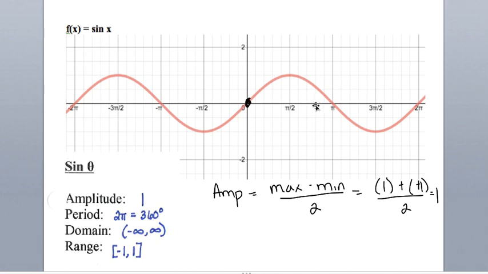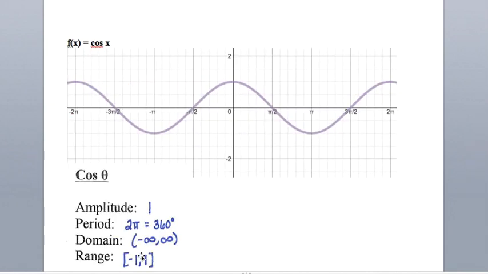Domain, all the x values that I can put in there, that's negative infinity to positive infinity. There's not a single value where that would be undefined. This graph does not stop at 2 pi. It's going to keep on going, and I can always evaluate, using coterminal angles, the sine of any angle that I choose. The range is the y values, and our y values go from negative 1 to positive 1, including both of those values.